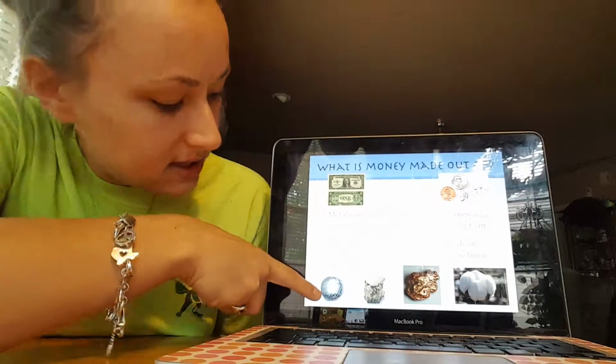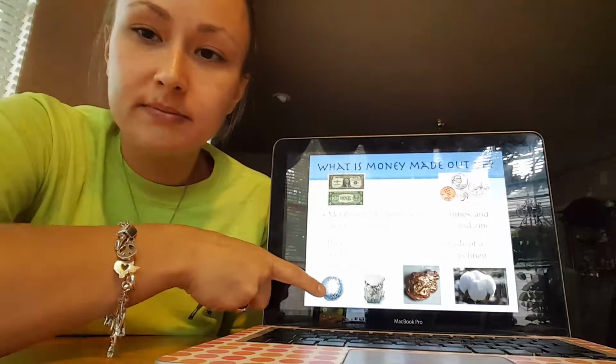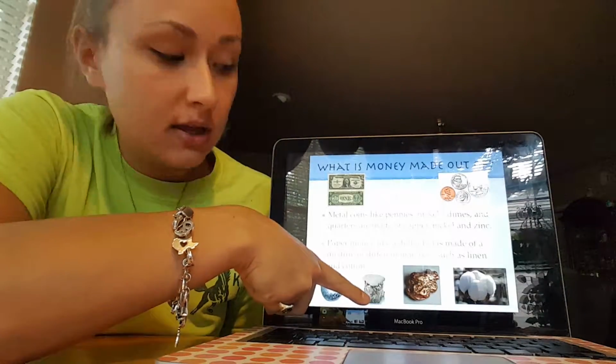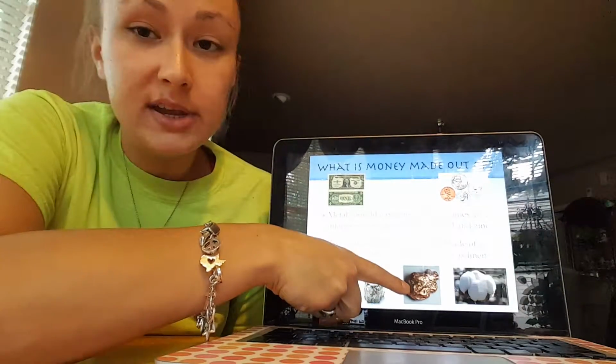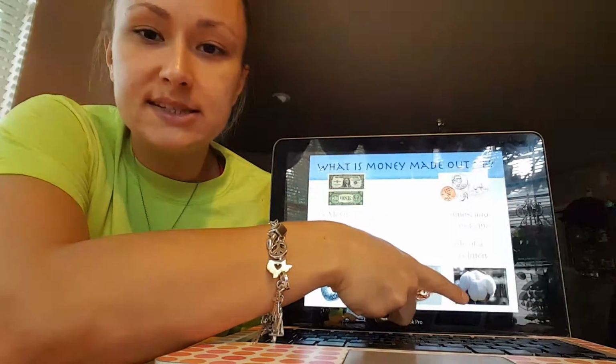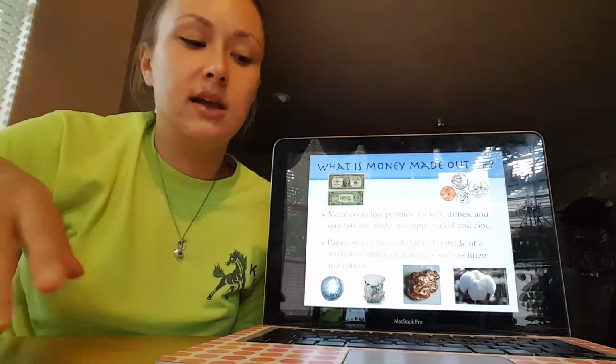So down here, this is zinc, the metal zinc. This is nickel. This is copper, what pennies are made of, because it looks like the color of a penny. And this is cotton, some of the material that's used to make the paper money.